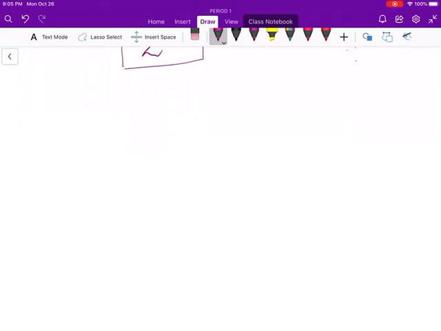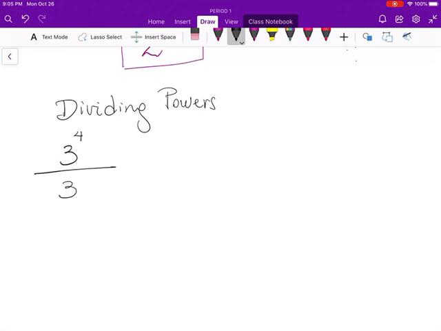All right, so now that we are very familiar with multiplication, we are going to start with dividing powers, okay? Now, there's two ways to do dividing powers that I'm going to show you. Let's look at 3 to the power of 4 divided by 3 to the power of 2.